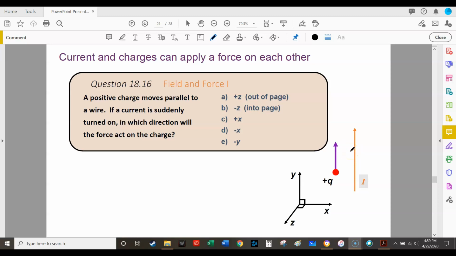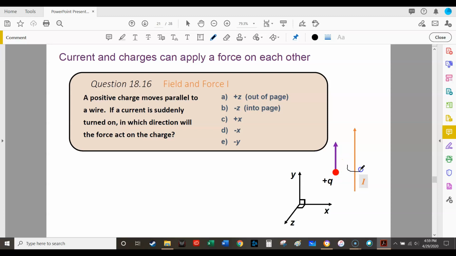So go ahead and pause the video and see if you could apply the right-hand rule with the curl of the thumb around a current-carrying wire, creating a magnetic field. And then after you do that, embed your positive particle in that magnetic field using the right-hand rule to figure out the direction of the magnetic force on that positive charge. So pause the video now. All right, so you've unpaused the video.